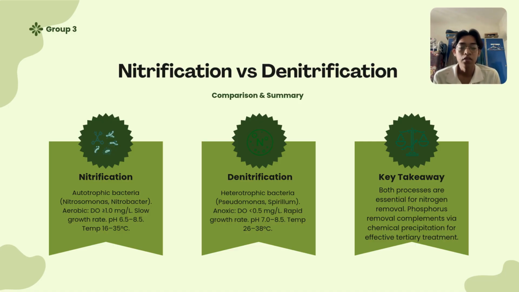In contrast, denitrification is the process where nitrate is converted into nitrogen gas by heterotrophic bacteria such as Pseudomonas and Cyprinium. This process occurs under anoxic conditions, meaning very little oxygen is present. The dissolved oxygen should be below 0.5 mg per liter. Denitrification has a faster growth rate and performs best at a pH of 7 to 8.5 and a temperature of 26 to 38 degrees Celsius.